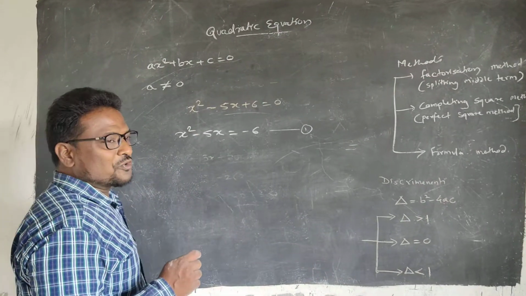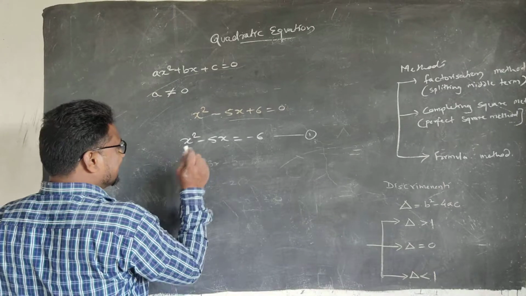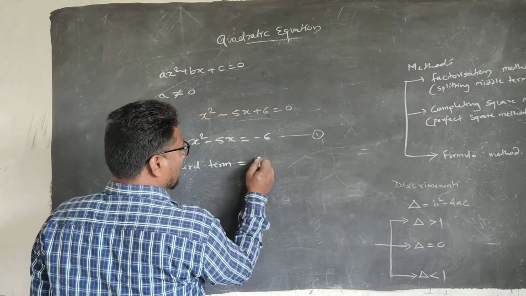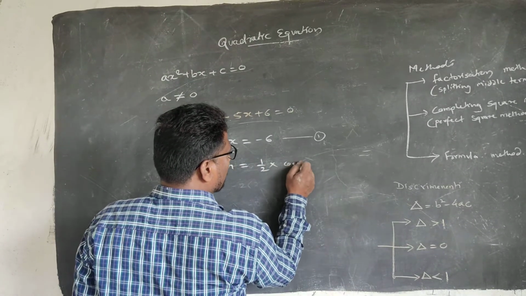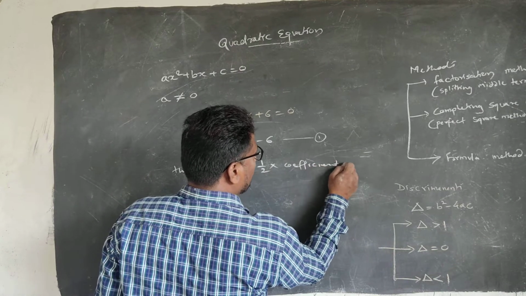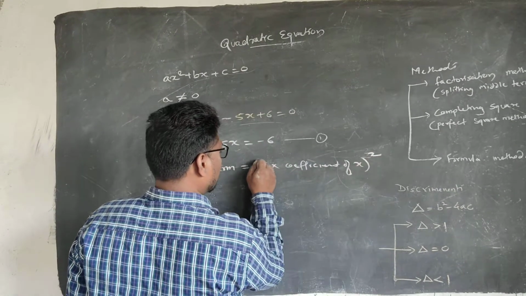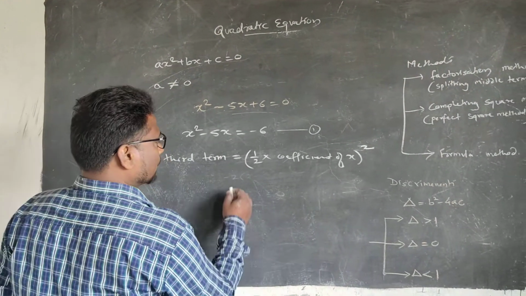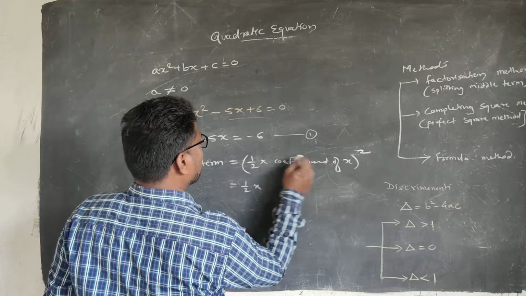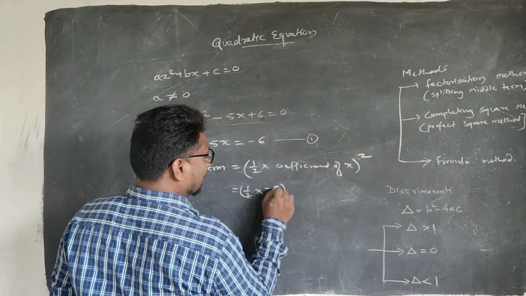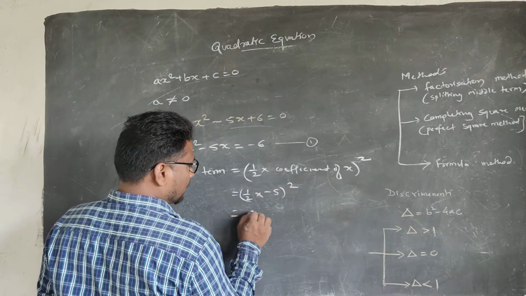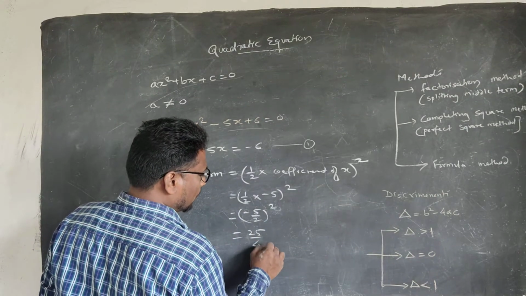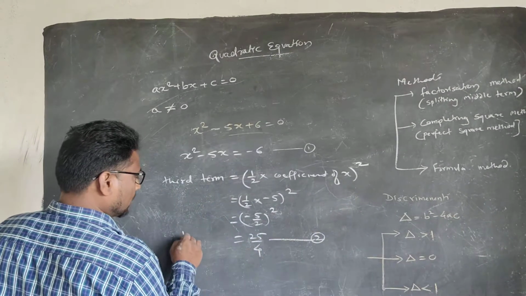Now the time comes for the third term. The third term is half into the coefficient of x, squared. This gives you half, and the coefficient of x is minus 5, and it's a square, my dear friends. So this gives you minus 5 upon 2 whole square, which is nothing but 25 upon 4. The third term is 25 upon 4.